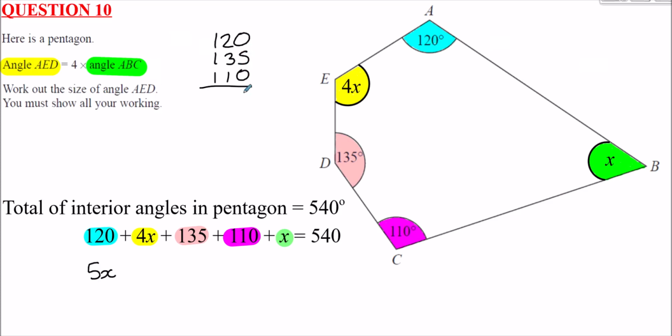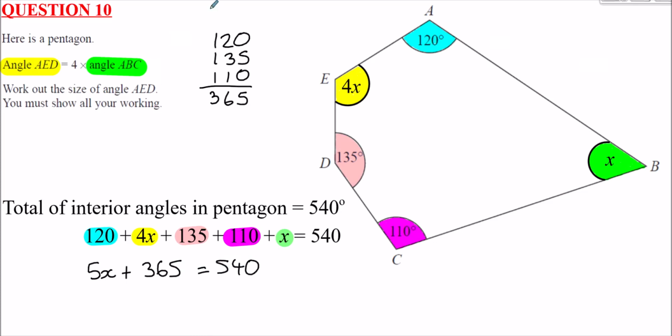0 plus 5 plus 0 is 5. 2 plus 3 is 5. Plus the next one is 6. 1 plus 1 plus 1 is 3. So clearly I've got 365 degrees here. So therefore these numbers on their own total 365. So 5x plus 365 equals 540.